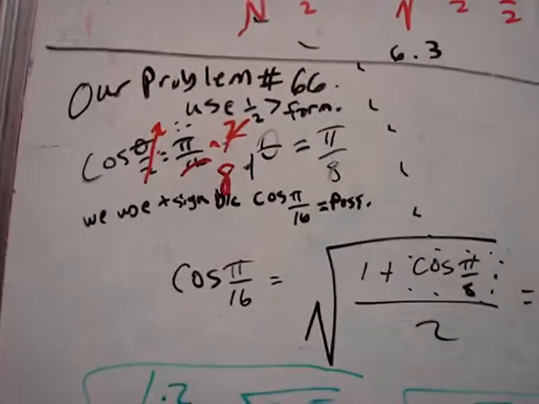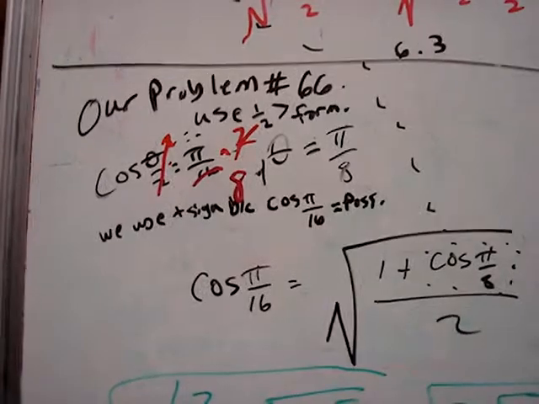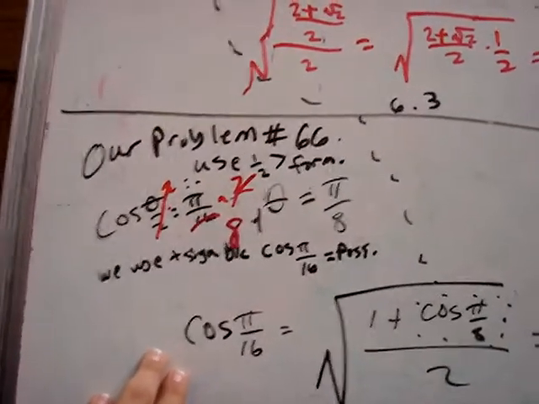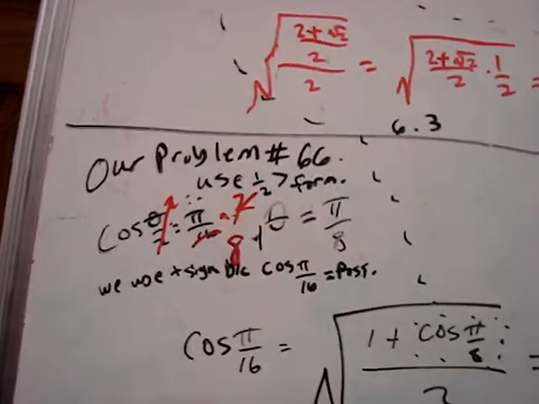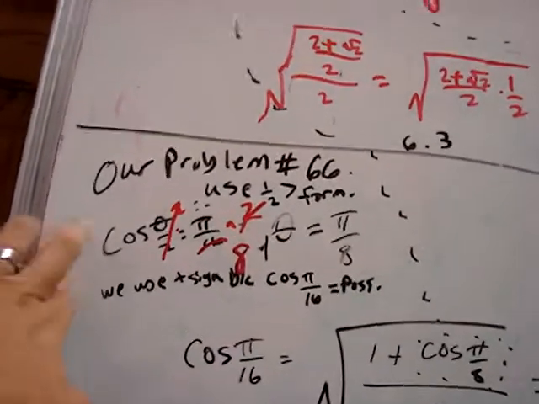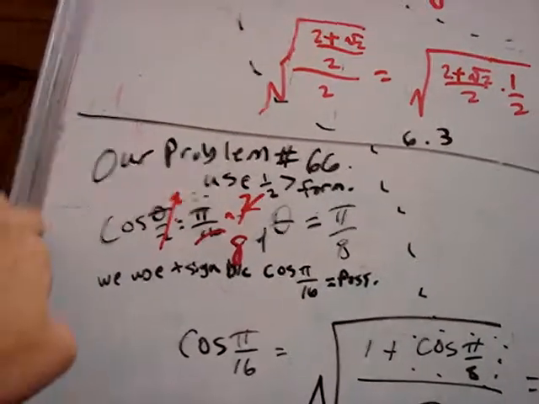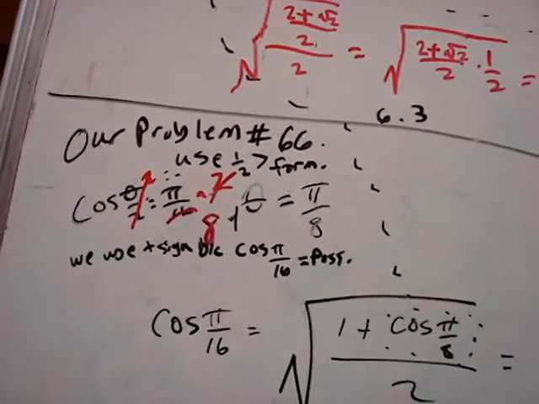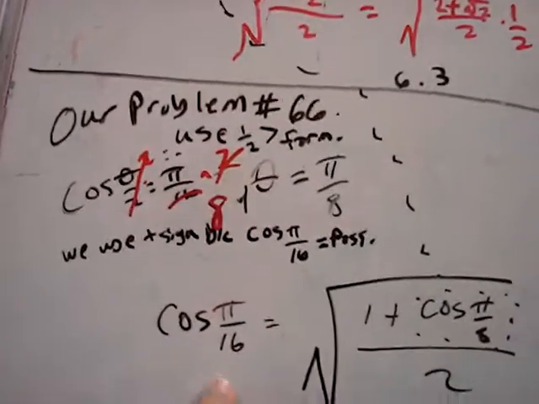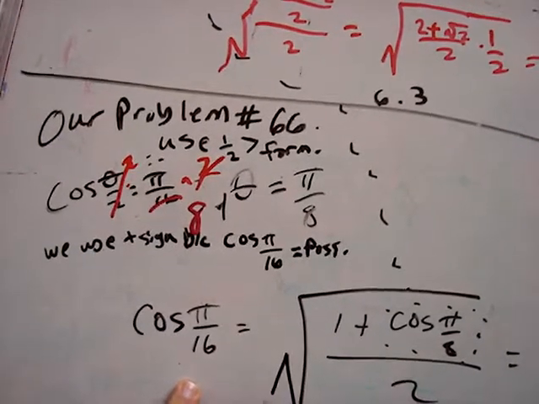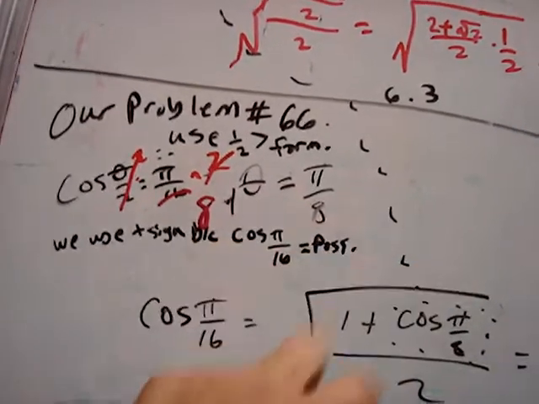I'm here to help you figure out the exact identity of cosine pi 16ths. And they want us to use the half angle formula. So, cosine of half theta is pi 16ths, okay? And so therefore we want theta to be pi 8.